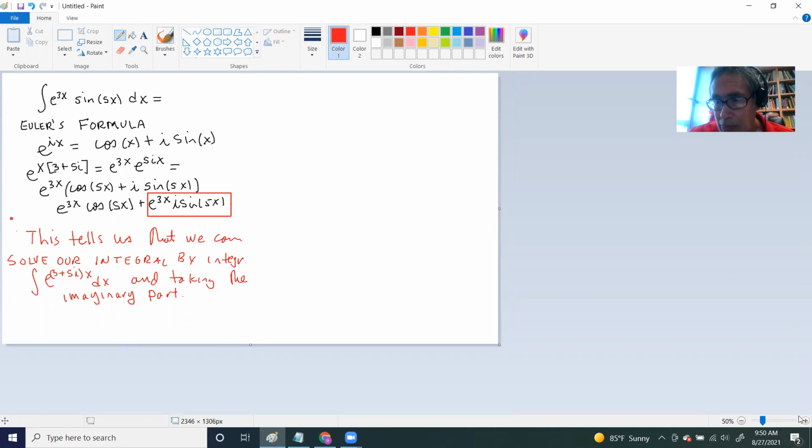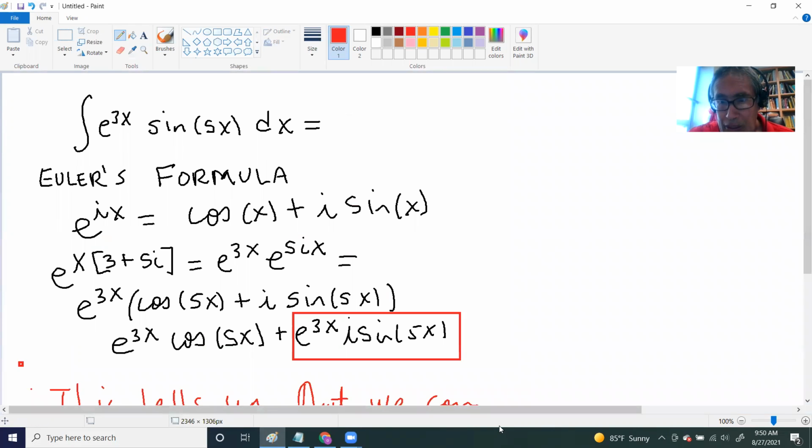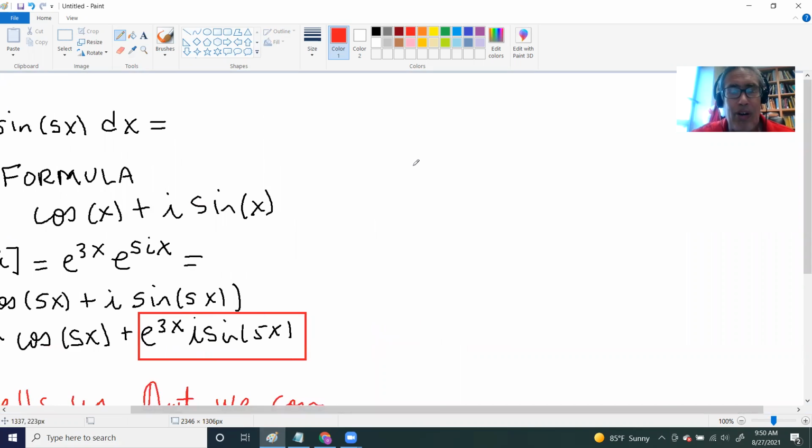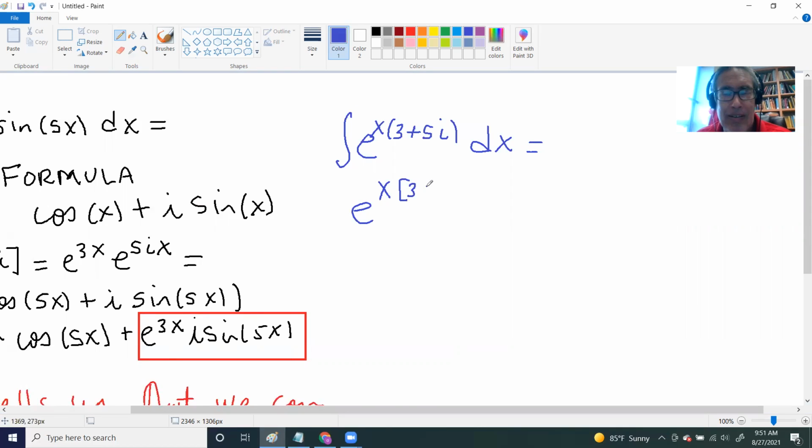So scrolling up and scrolling this way a little bit. Let's change colors just to change colors. And so if I want to integrate e to the (3 plus 5i)x dx, you can do this just like a regular calculus integral of e to the ax, divided by that constant.